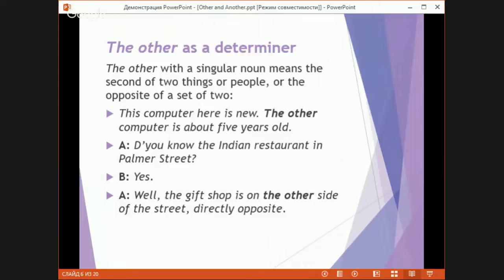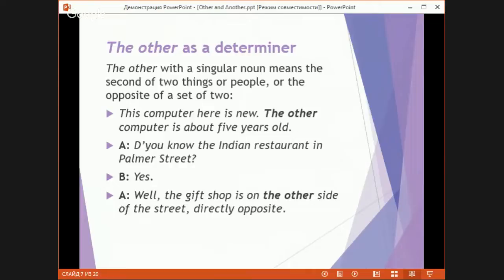This computer here is new. The other computer is about 5 years old. That means the second computer is about 5 years old. Do you know the Indian restaurant in Palmer Street? Yes. Well, the gift shop is on the other side. That means on the opposite side of the street, directly opposite. So in this case, we use the other, meaning the second of 2 things or people, or the opposite side.